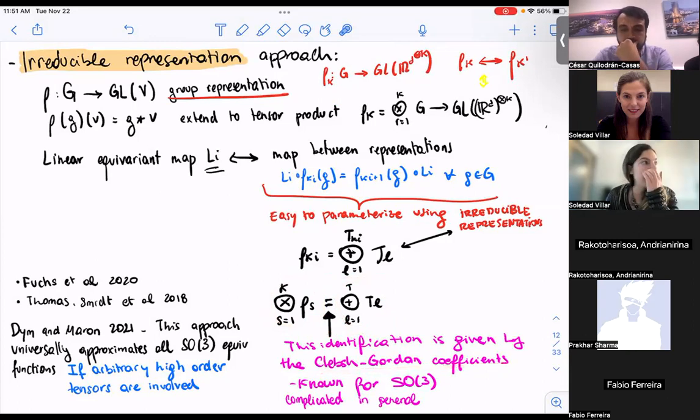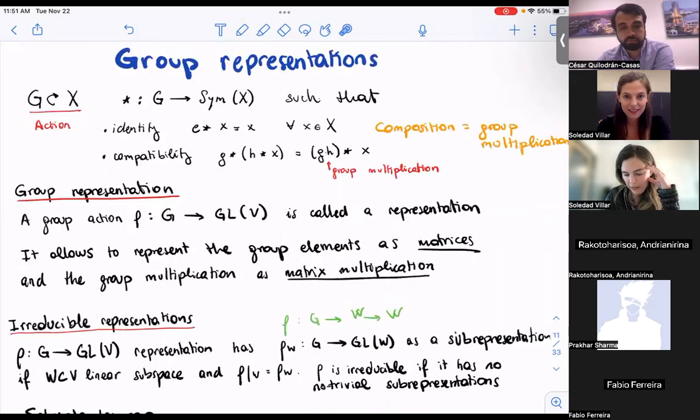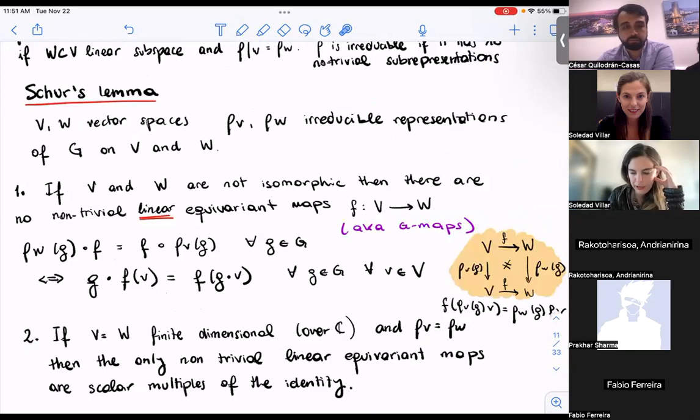That's the same identification that you use to look, for instance, at the product of two spherical harmonics in terms of another spherical harmonic. It's the same computation that you do. And once you have this decomposition in irreducibles, there's something called Schur's lemma that tells you that if you have two irreducible representations of a vector space, then a map between these two irreducible representations is either a multiple of the identity or zero.